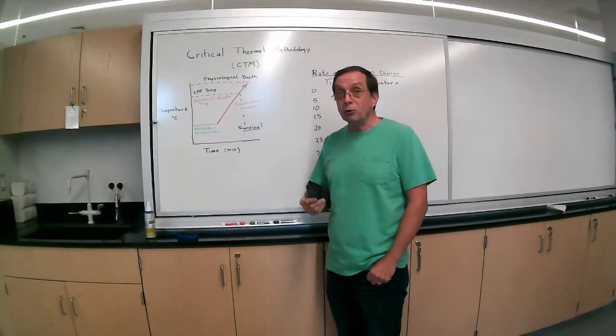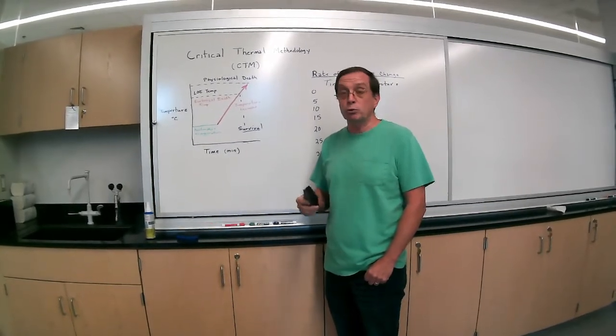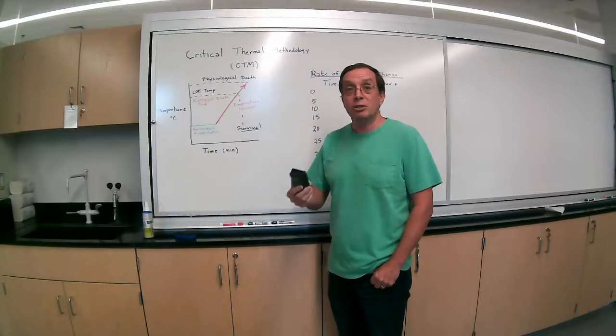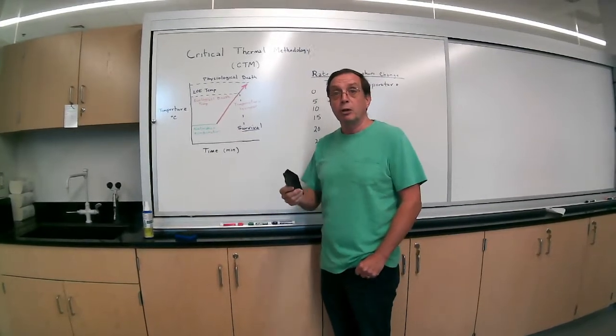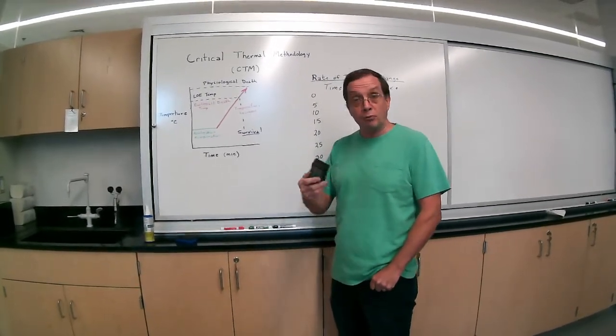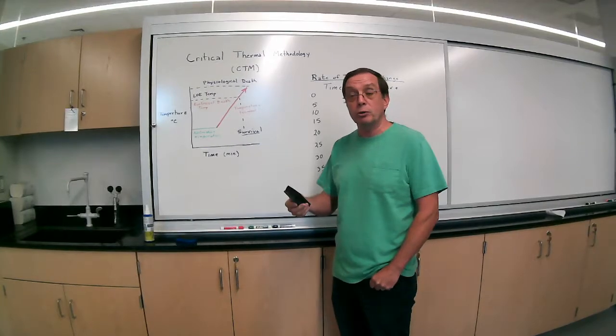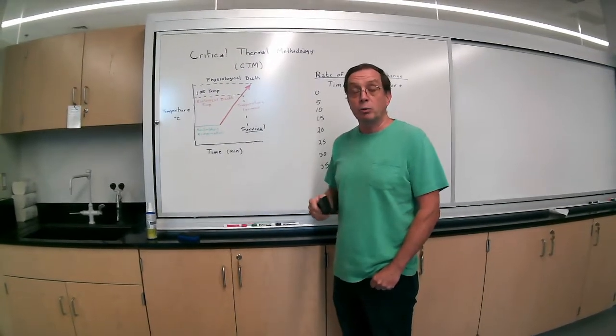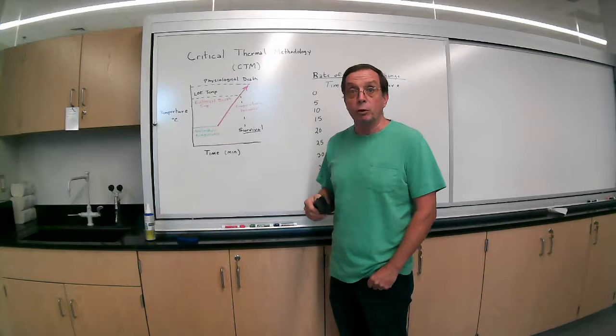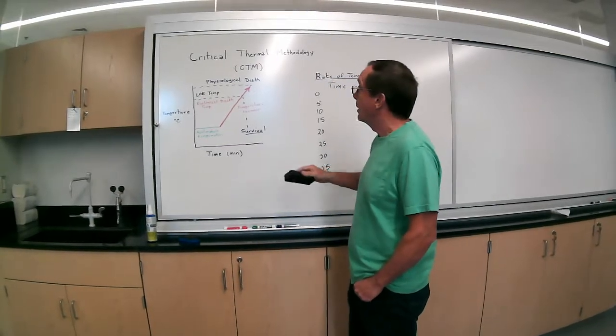In fact, if we have fish that die during the trial, we don't use them in the analyses because we've obviously exceeded their critical thermal maximum. The critical thermal maximum should be survivable. In other words, it's the highest temperature that they can hit and still, when returned to their acclimation temperature, recover. Okay, so that's the key.